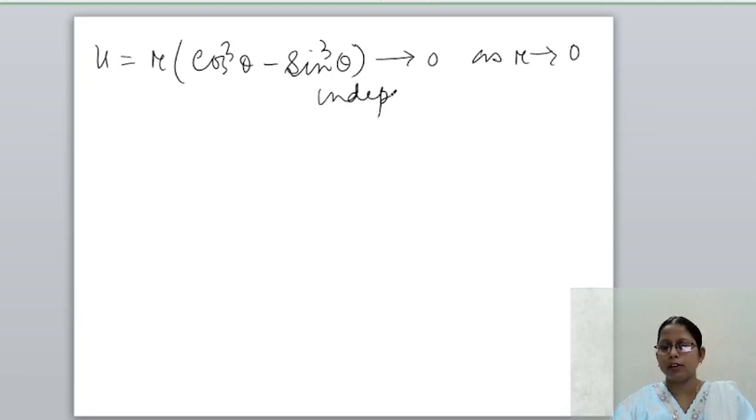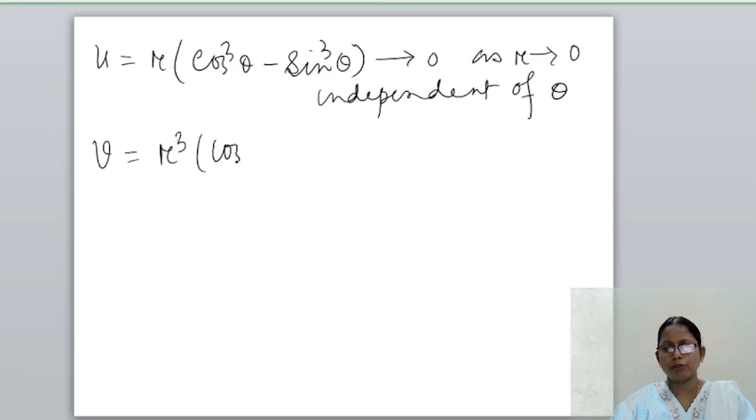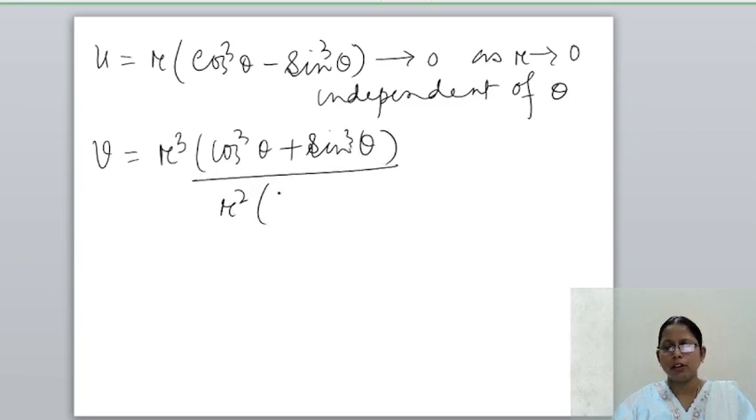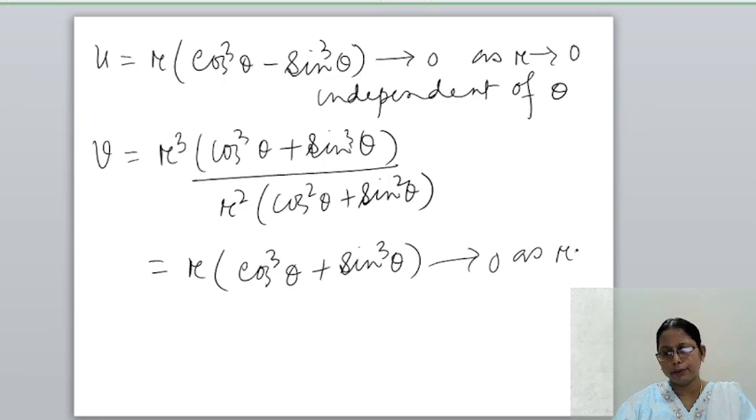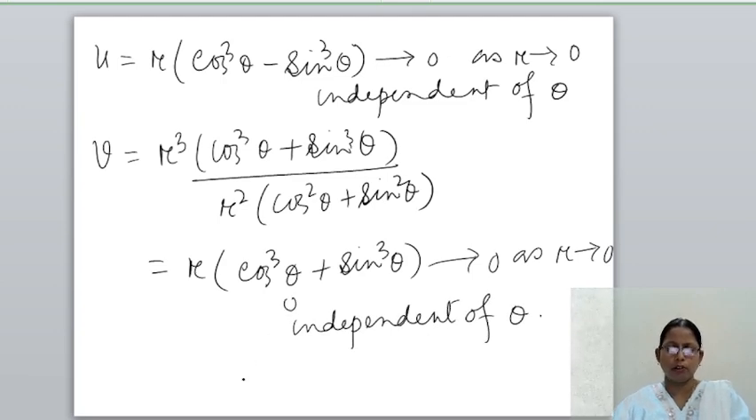independent of θ. Similarly, if we change v to polar, then it is r³(cos³θ + sin³θ)/(r²(cos²θ + sin²θ)), and this is equal to r(cos³θ + sin³θ), and this tends to 0 as r tends to 0, independent of θ. And f(0) is 0.